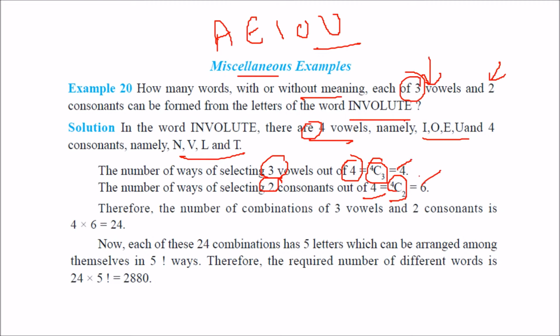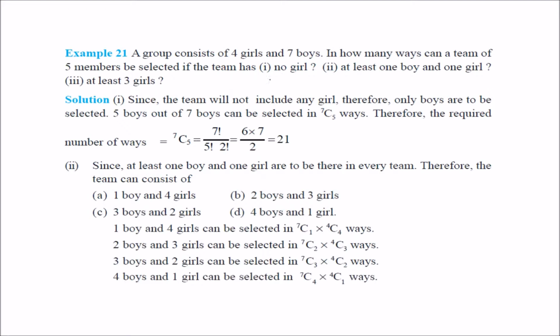So 4 and 6. Now the number of combinations of these 3 vowels and 2 consonants is nothing but 4 into 6, which is equal to 24. So each of these 24 combinations has 5 letters, and these can be arranged in factorial 5 ways. So 24 into factorial 5, that is 2880, will be the answer.